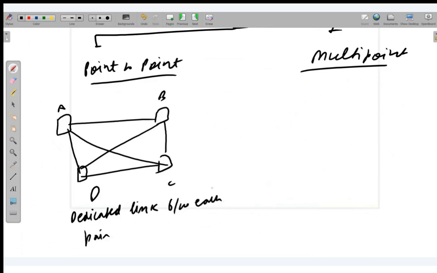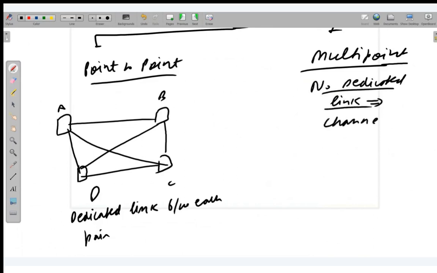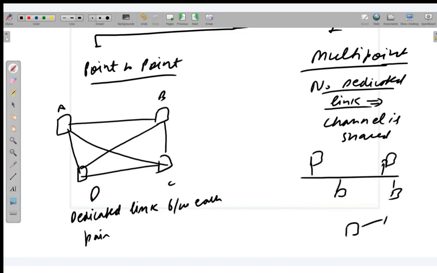What do you mean by a multi-point link? When there is no dedicated link. Multi-point means no dedicated link. So indirectly it means the channel is shared, like this, or like this. Now do not say they are point to point. No, how are these two connected directly? No. So obviously this is an example of multipoint. Similarly, this is an example of multipoint. That means no dedicated link. And in graph theory we will study this also.